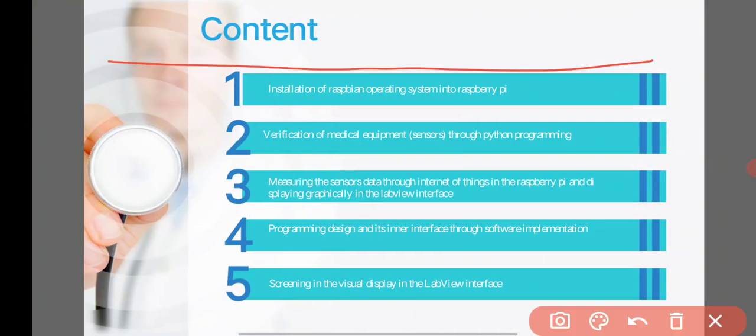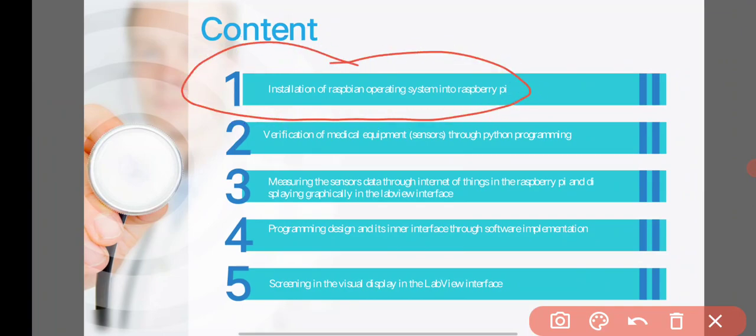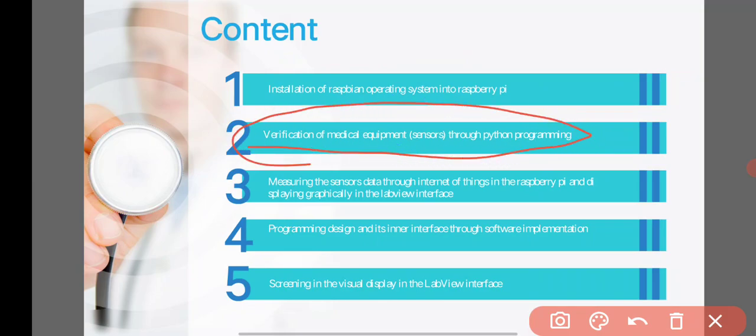What are the different contents we are going to discuss in this project? First is installation of the Raspberry Pi operating system onto the Raspberry Pi. Unless we install the project requirements, we cannot process anything. Then comes verification of medical equipment sensors through Python programming. Once the Raspberry Pi is installed, we will set up the sensors, like the temperature sensor and ECG sensor, through Python programming, which is also very important.